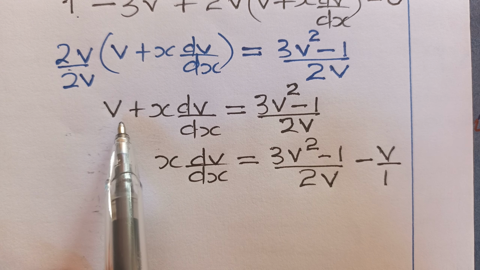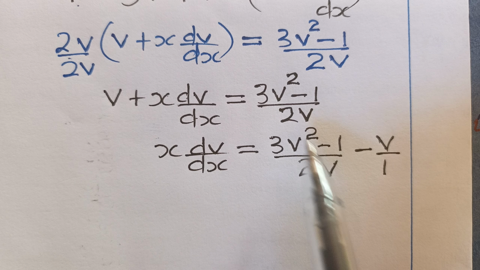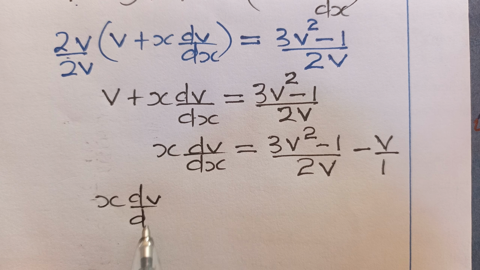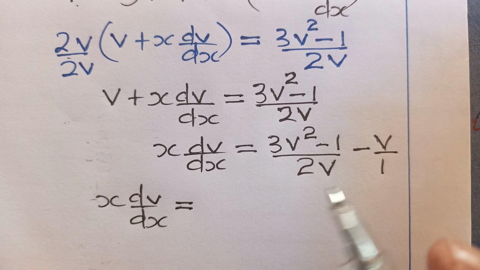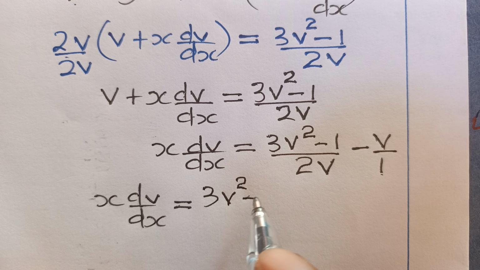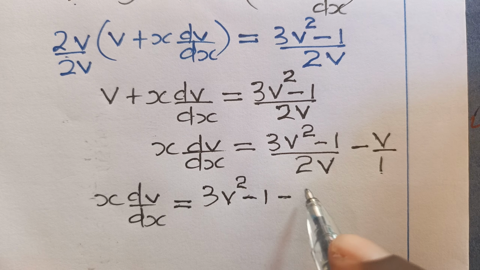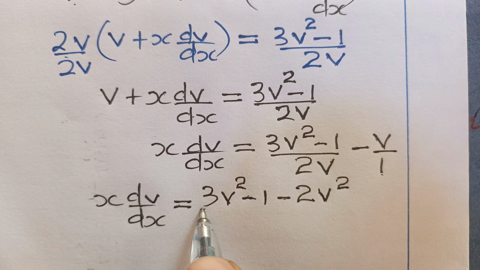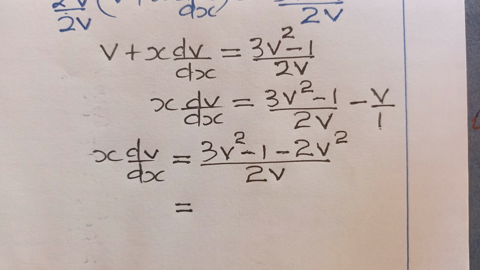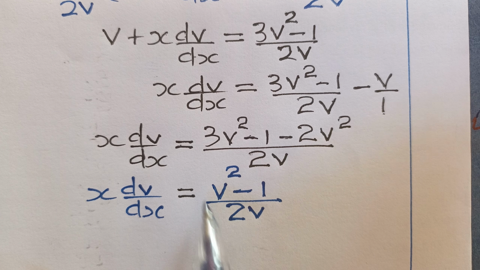And then from there, this v, we can now put it on this side. Guys, remember we are trying to separate variables. After that, guys, we can come and now evaluate this. So you shall have x dv over dx equal to, evaluating this, you put them under the same denominator, you'll have v squared minus 1. Now, this is going to be minus 2v multiplied by v gives us 2v squared, all over 2v. And so therefore, guys, this is now going to be v squared minus 1. Guys, as you can see, this is the difference of two squares.